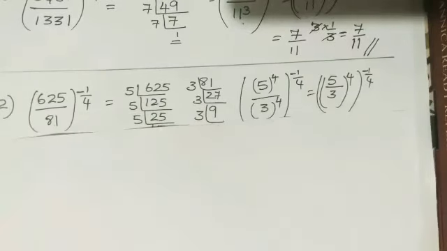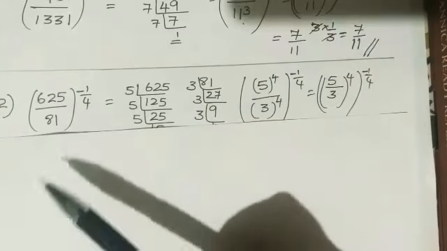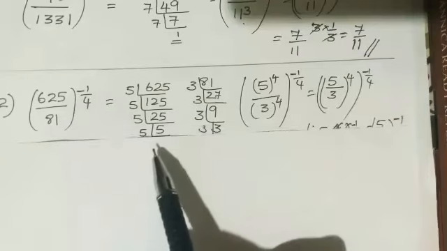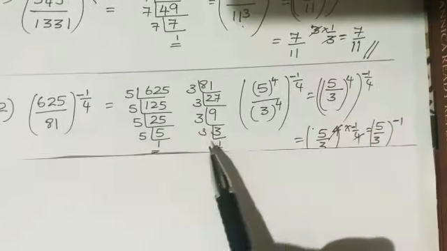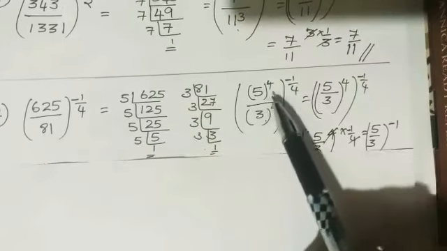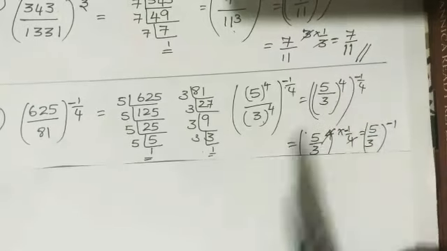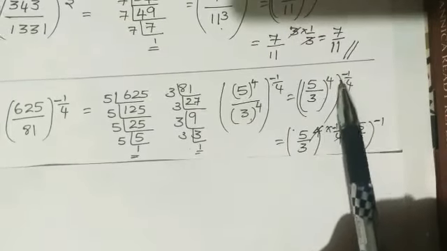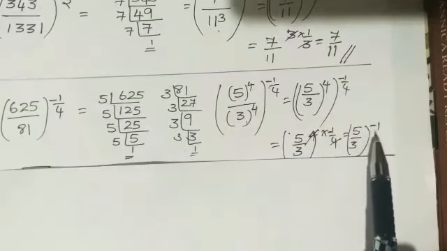It is 625 raised to the power negative 1 by 4. I told you to take the prime factors of 625. Get it as 5 raised to the power 4. And what is 81? It is 3 raised to the power 4. You can write it as 5 by 3 whole raised to the power 4 whole raised to the power negative 1 by 4. So this is of the form a raised to m whole raised to n. So m into n, these two 4's get cancelled here. So it is 5 by 3 raised to the negative 1.